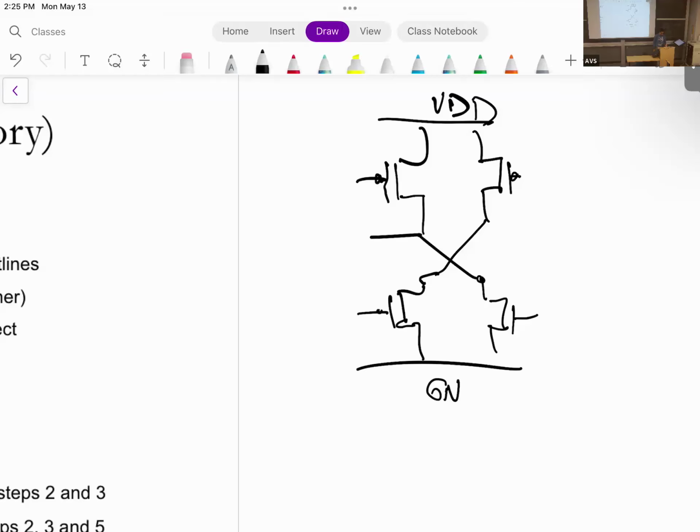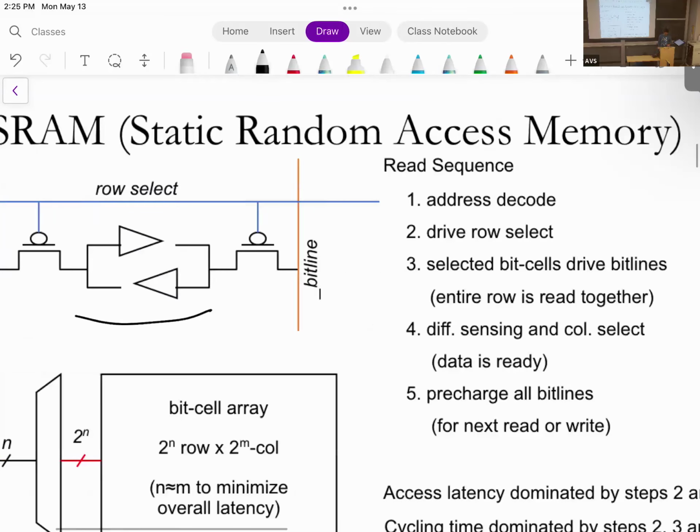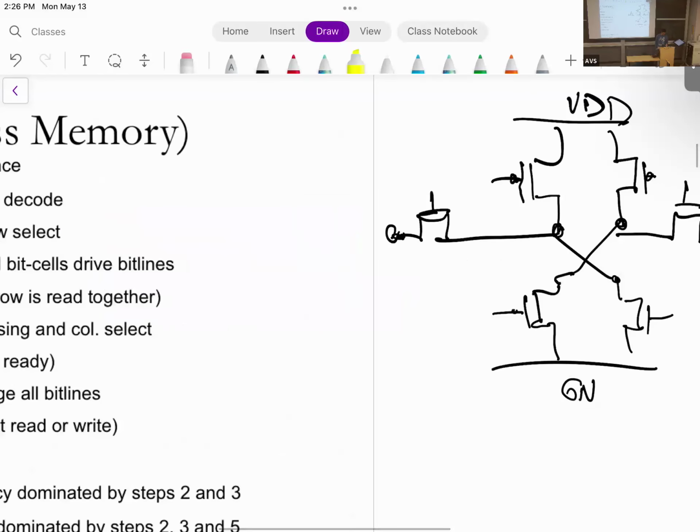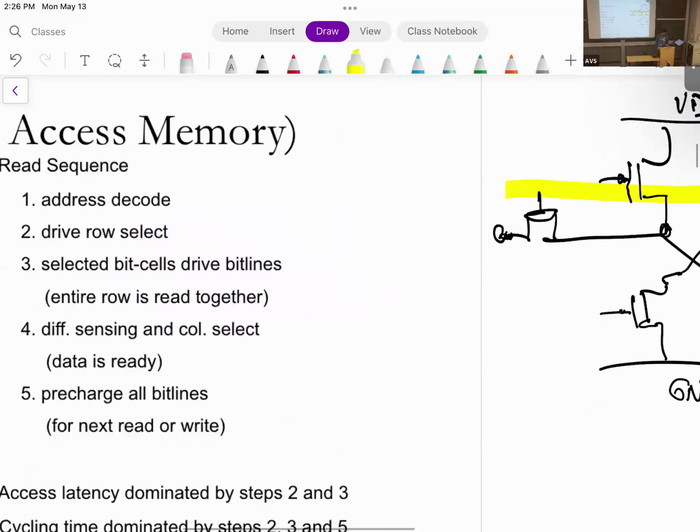Then in addition to this, we have two access transistors. These two access transistors actually help us to read these values, okay? And as you can see, we basically read this value here and this value here into these two bit lines. And these two values are usually the opposite of each other. So this is usually what we call bit line, and this is the invert of the bit line, okay? And this row that selects these two access transistors is called row select, okay?